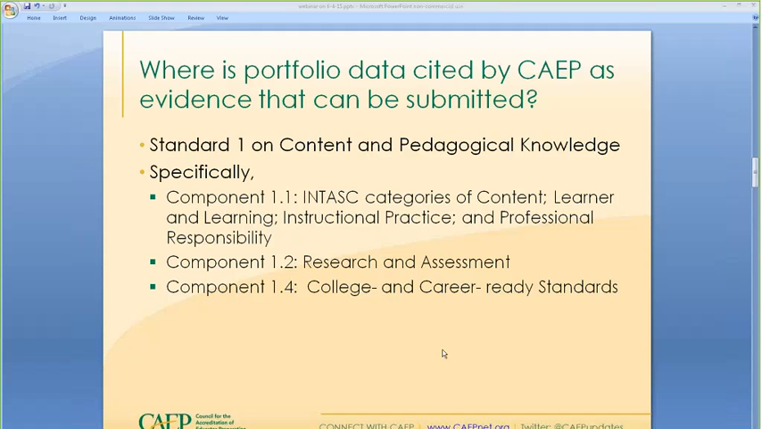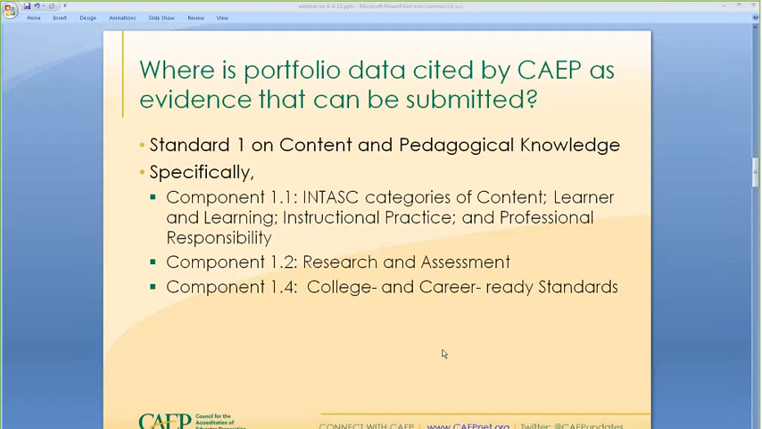Another component, I have shorthanded it here and called it research and assessment, because this component talks about candidates' use of research and, frankly, their use of assessment and assessment knowledge to develop instructional practice for students and to reflect on their own learning. So it falls into really a number of categories here: learner and learning, instructional practice, and professional responsibility, as well as component 1.2. So remember that when you submit evidence, you're going to be able to tag it multiple times.